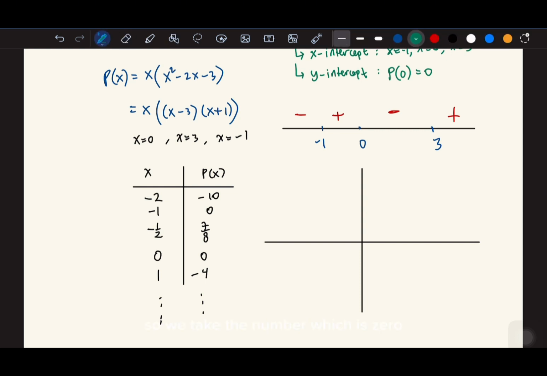So we take the number which is 0. Let's say negative 1 is here. 2, 1, 2, 3. 3 is over here. So it should be having something going through here. And then let's say 1 is here, so it should be here, 7 over 8, right? Over there. And then we have 1 is negative 4, so it's already here. So it's actually getting down really, maybe not proportional, maybe over like that, and then going up. Maybe something like that.